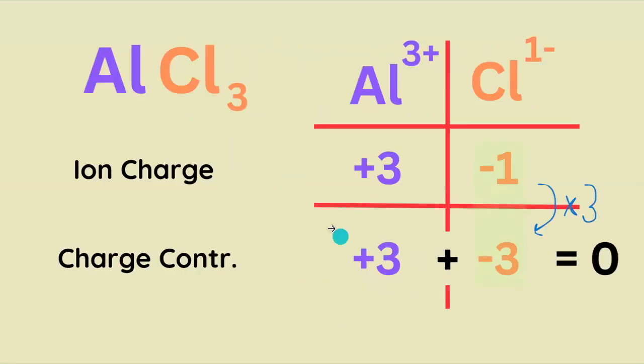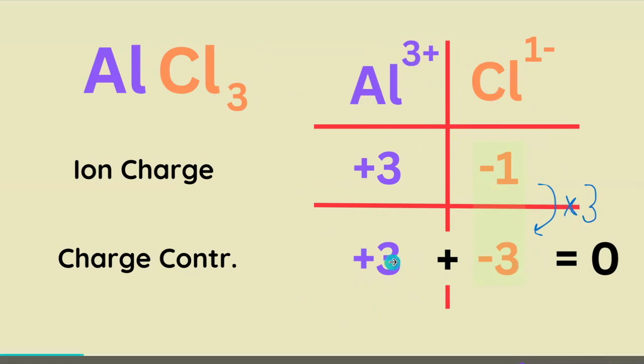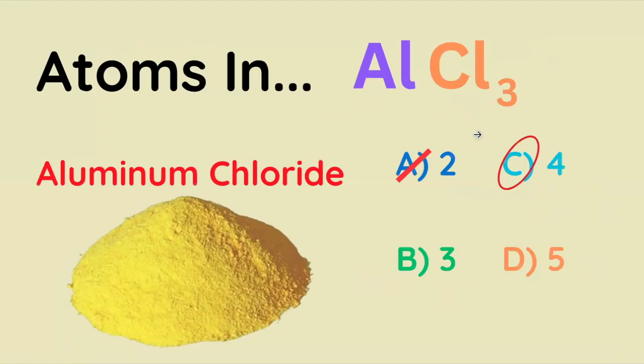Here's another way of looking at this, where because the charges of our individual ions are not equal and opposite, as one is triple the magnitude of the other, we need to adjust it so that the overall contribution of charge for each ion is equal and opposite, so that overall it adds to 0. Therefore, the correct answer is C. AlCl3, which is aluminum chloride, has exactly 4 atoms in total.